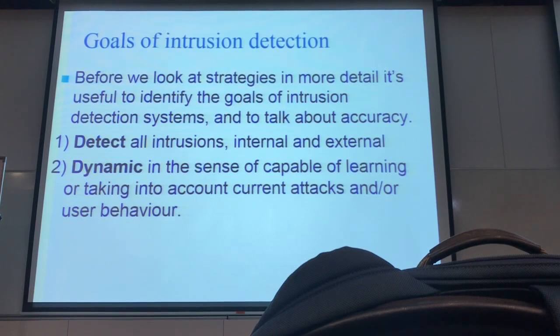Dynamic, in the sense that the intrusion detection should be capable of learning or taking into account the current attacks and the user behavior. All right, so that means the rules defined by intrusion detection can be dynamic. So nowadays, one popular method used for intrusion detection is machine learning. This is one of the most popular research topics in system security. Right, so if you are good at machine learning, and you can apply this method in the cyber security domain, in particular in intrusion detection, then nowadays there are a lot of projects available for this kind of intrusion detection.